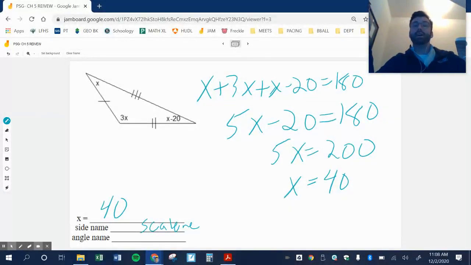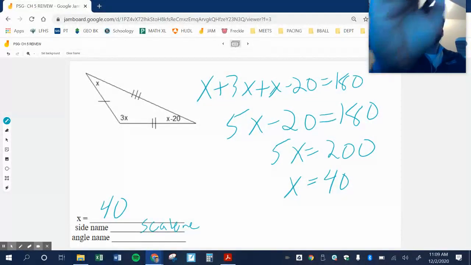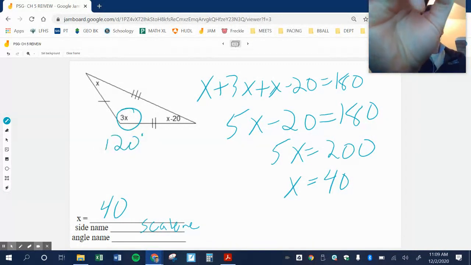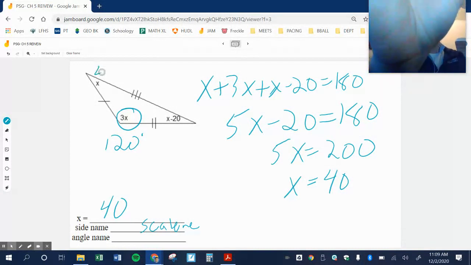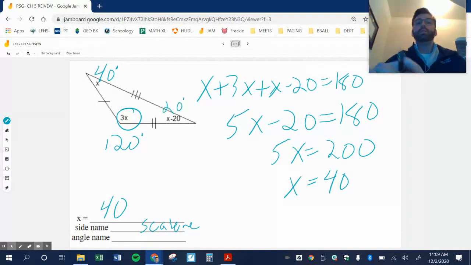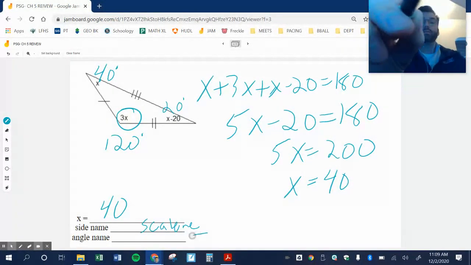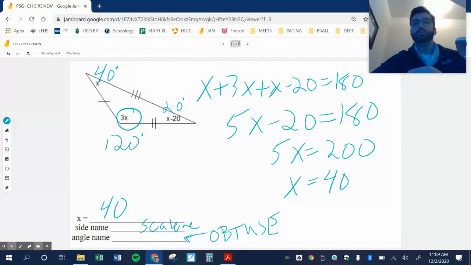To classify by its angles, I'm going to plug in x. So if I plug in x here, I get 120 degrees. Well, I can stop there. If that angle is 120, okay, then I got this is 40 degrees, and this would be 20 degrees. If this angle is 120, that is an angle that's greater than 90 degrees. So that tells me right away that this is an obtuse triangle. Okay, obtuse.